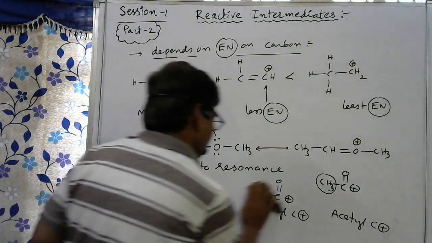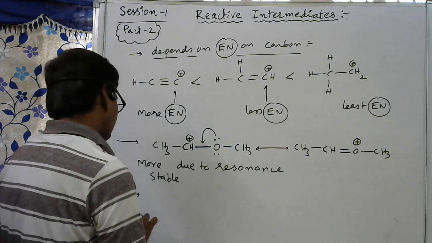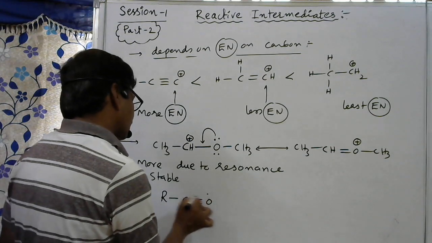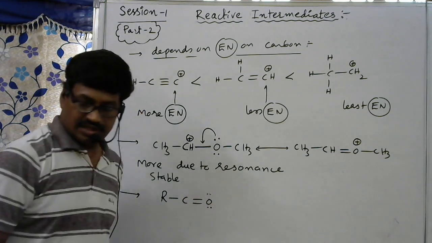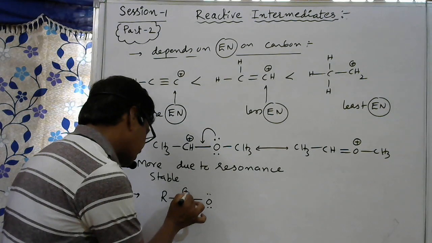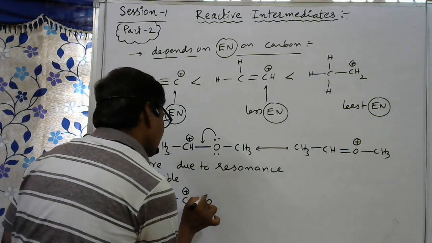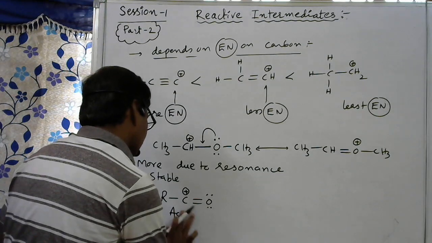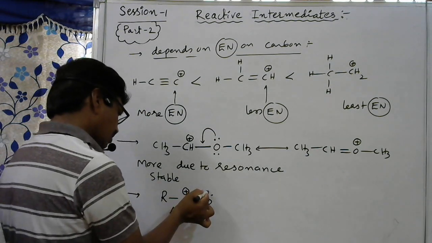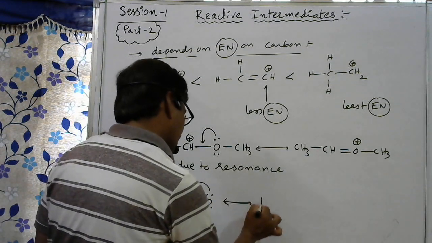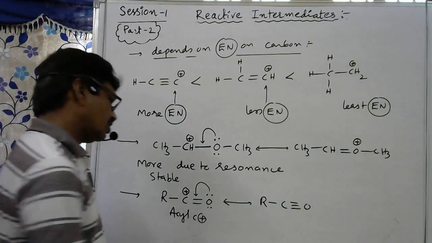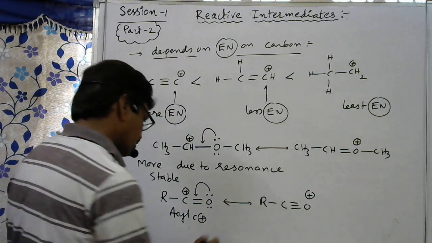See here I am writing last thing here, R C double bond O. Here lone pair of electrons are present on oxygen. Acyl carbocation means this carbon now gets positive charge. This is called acyl carbonium ion, otherwise acyl carbocation. So this lone pair of electrons now shifted here. So R C triple bond O, R C triple bond O. On oxygen, positive charge. It is also due to resonance.